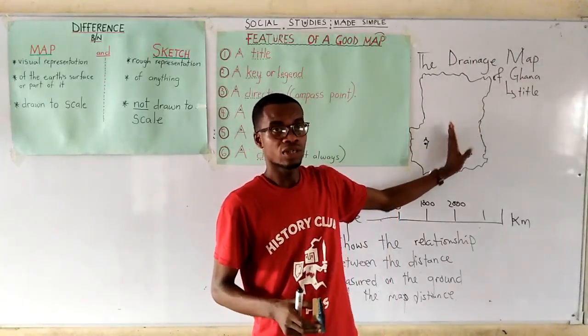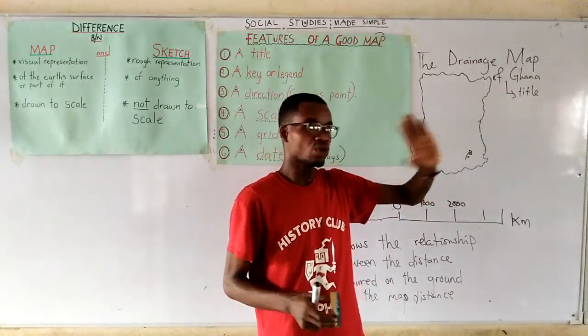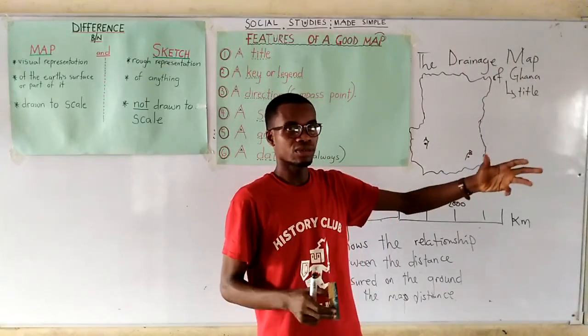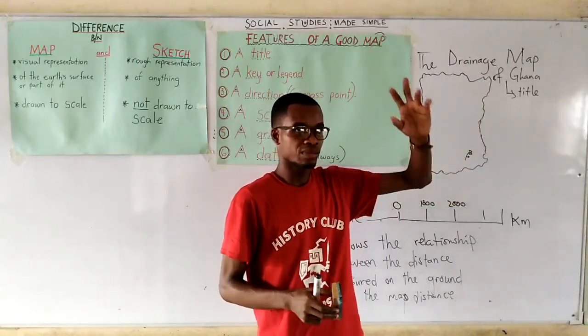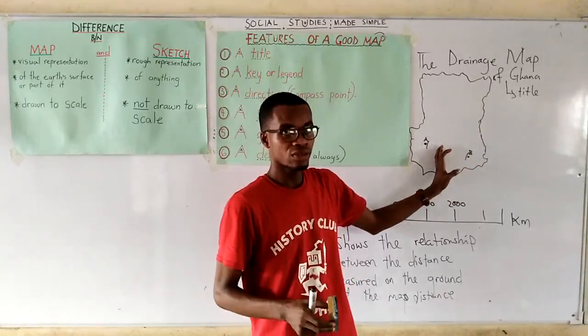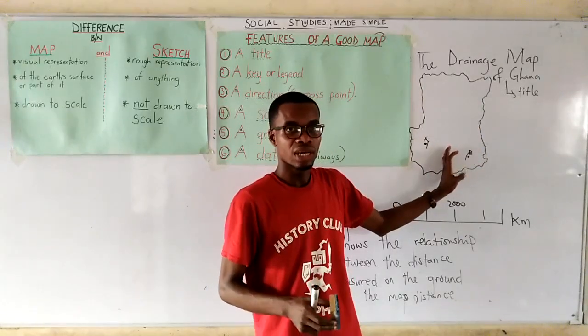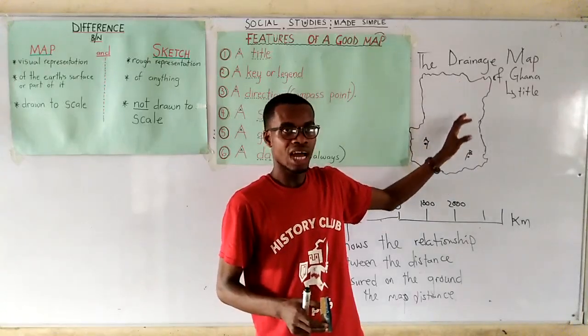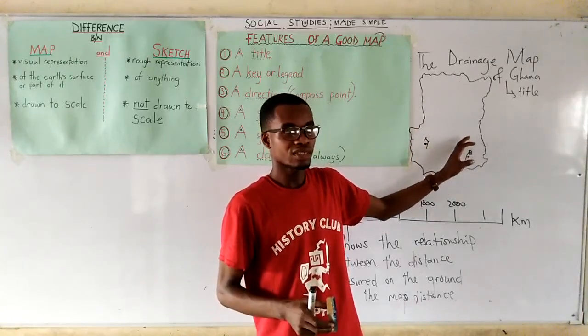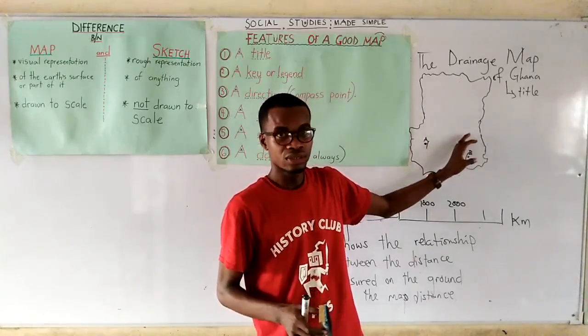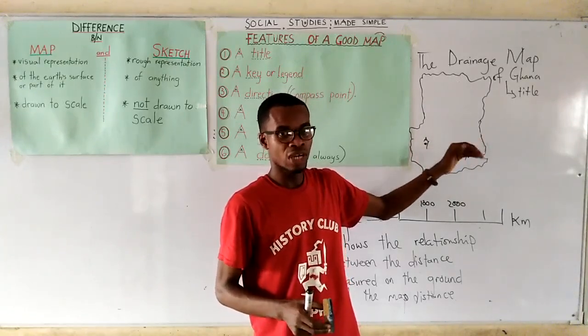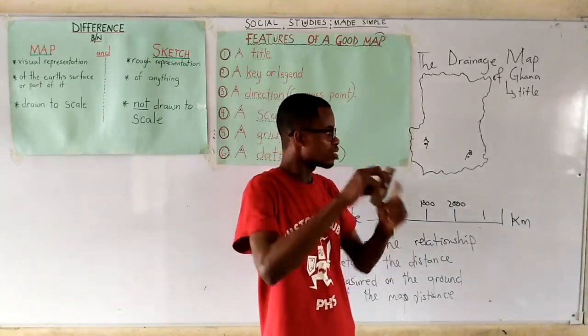Water bodies. If it is a physical map, it will show highlands and lowlands, mountains, plains, where they are located. Good. But how do you identify whether it is a mountain, whether it is a highland, or whether it is a hill or a scarp? How do you know the height? So they will use symbols.